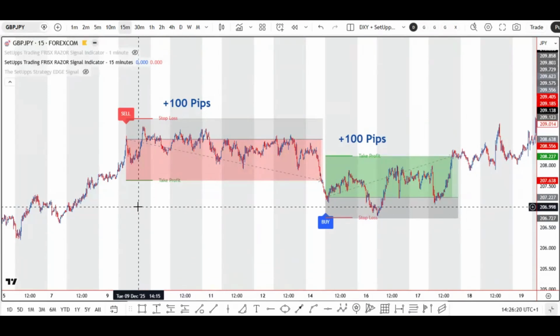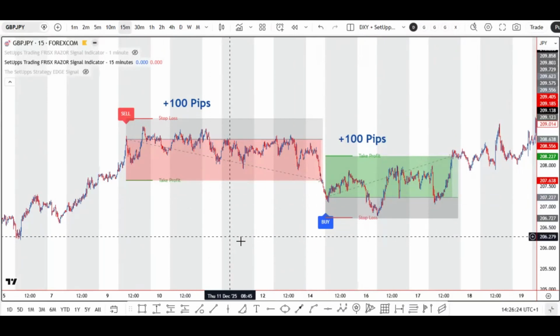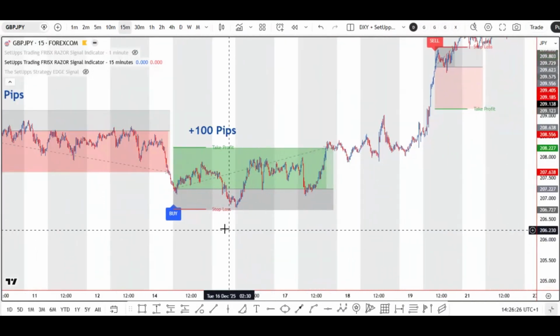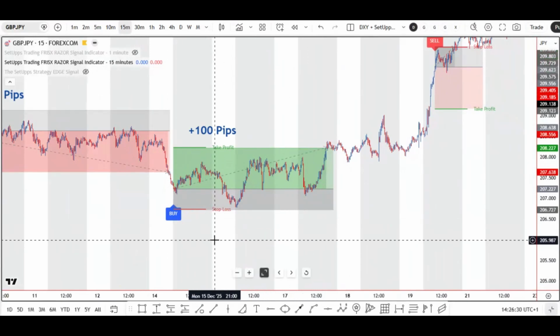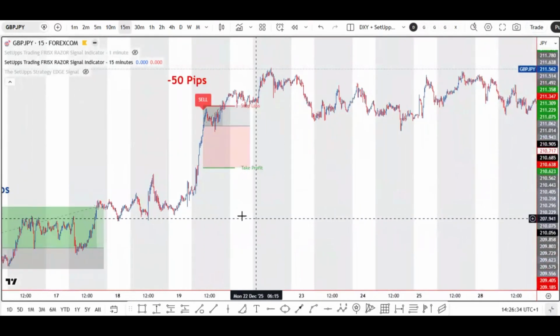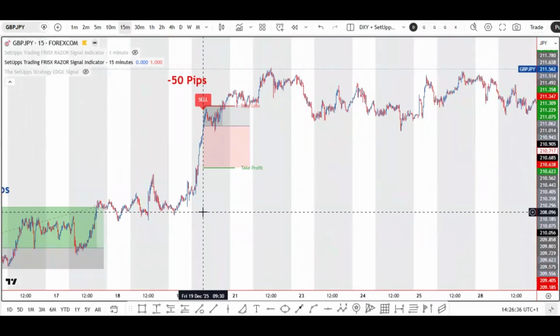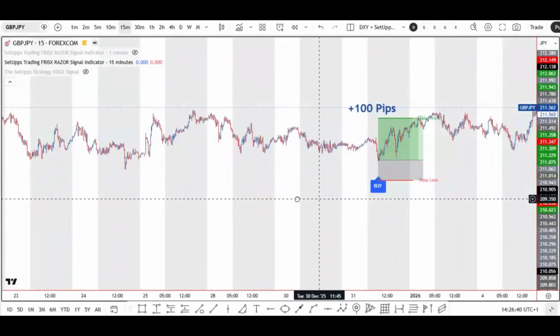But this opened on a Tuesday and closed on the Friday. That is a week. That was 100 pips. Now this one here opened on the Monday and closed on the Wednesday, 100 pips again. So that's two positive trades already. Had another signal on the Friday, the 19th December, but it hit stop loss. So that was a loss, straightforward loss.